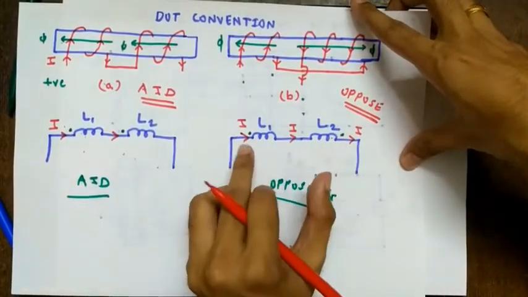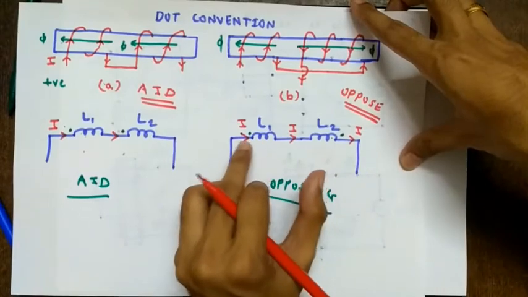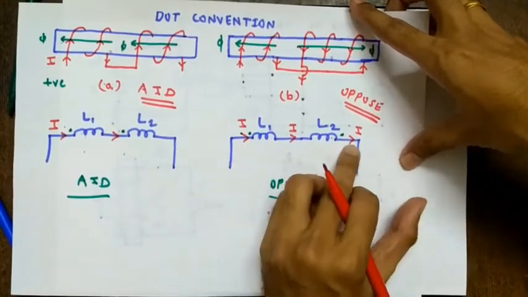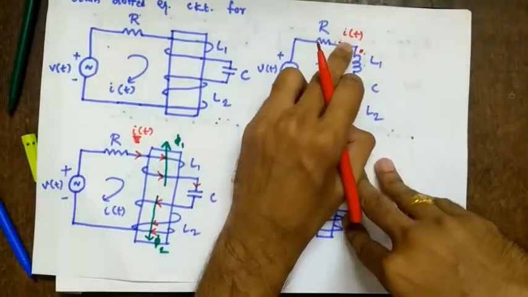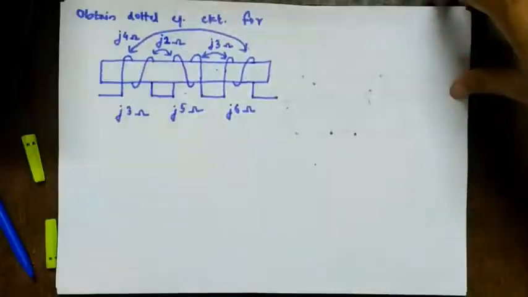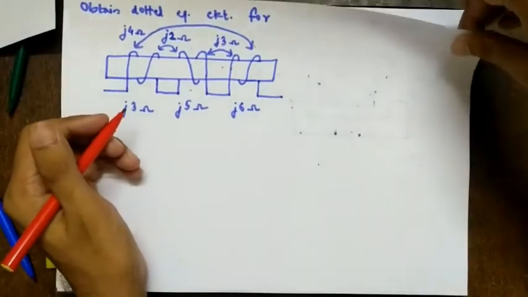The inductors dots are placed such that when one dot is entering the current, the other dot is leaving the current. So one dot is entering the current, the other dot is leaving the current. Right? Let's take the next example.